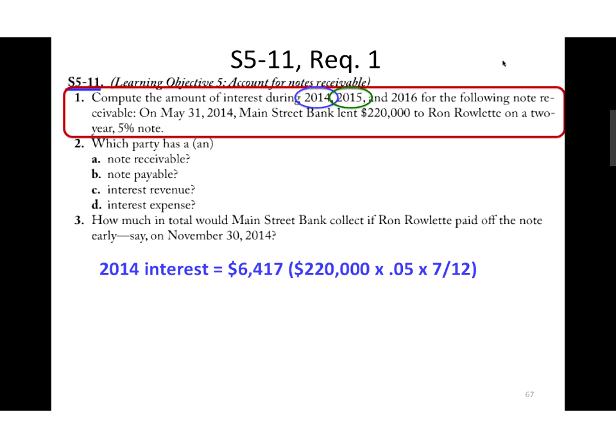Okay, so 2015 interest is going to be for the whole year because this is a 2-year note. So $220,000 times 5%. There is no adjustment because we're holding it for the entire year.